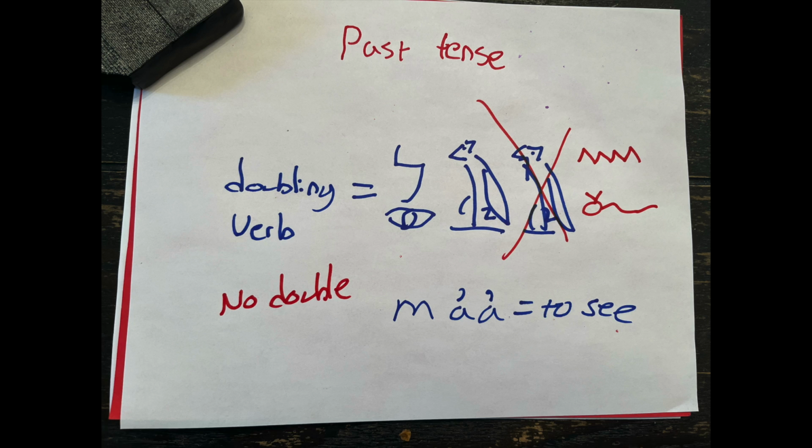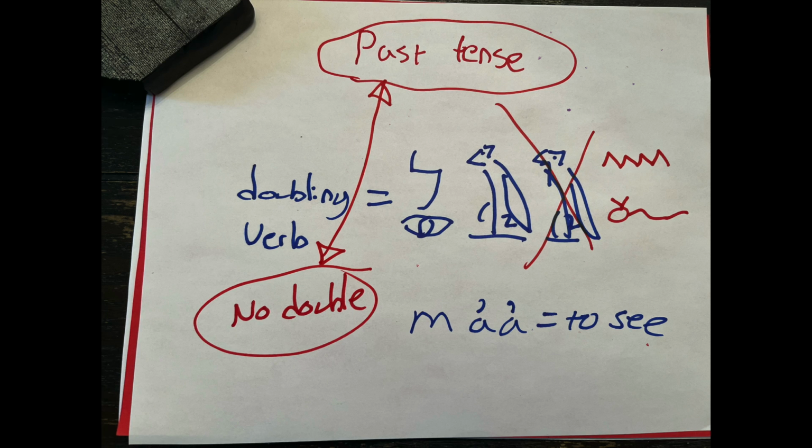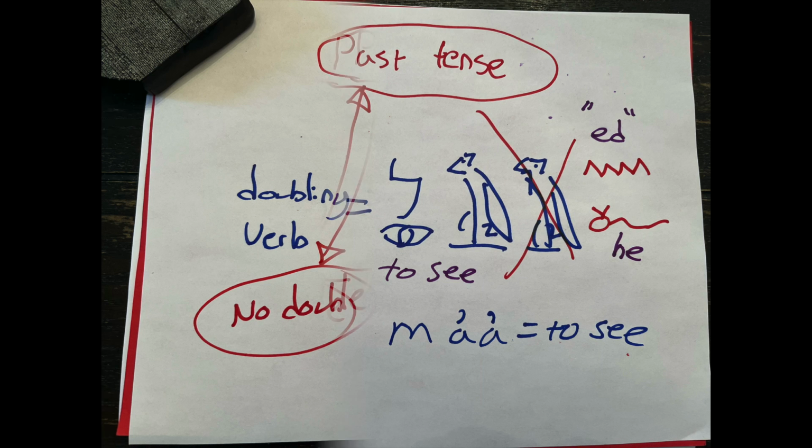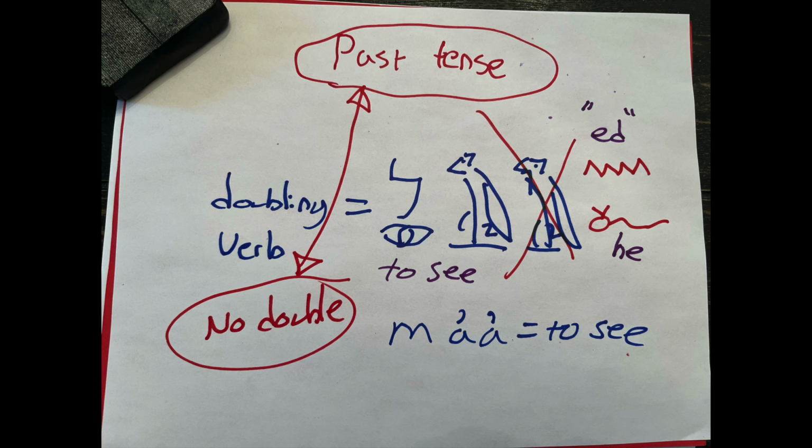The other thing about doubling is double verbs don't double in the past. So that's one of your clues. If you see a double verb like to see and it's missing one of its second strong consonants, well, that's a clue you're in the past tense.